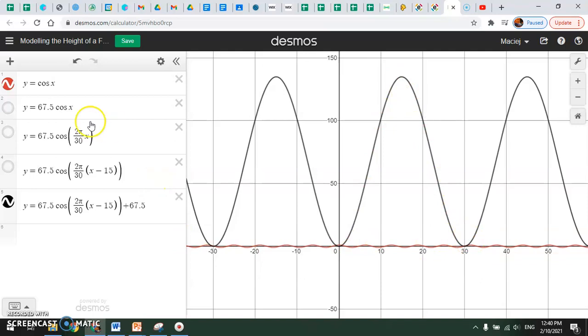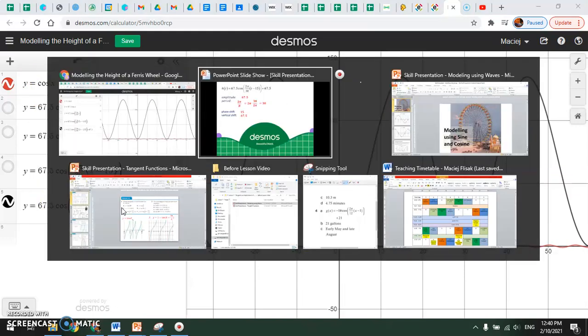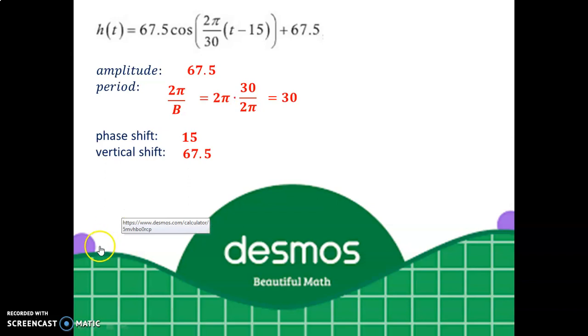Great. That's how we can take a basic cosine curve or wave and turn it into something that models something in real life, where all the numbers have meaning in the real life context. Let's go back to our presentation and move forward with that.